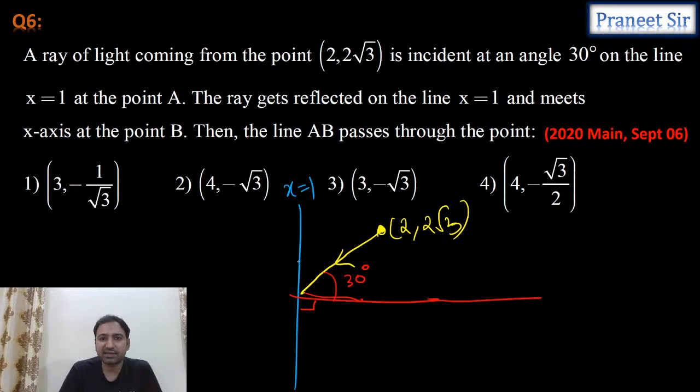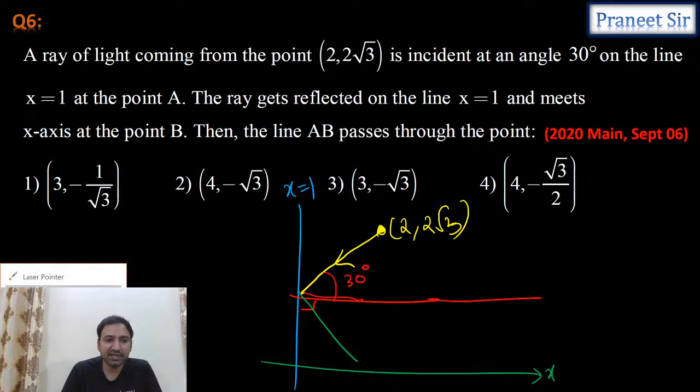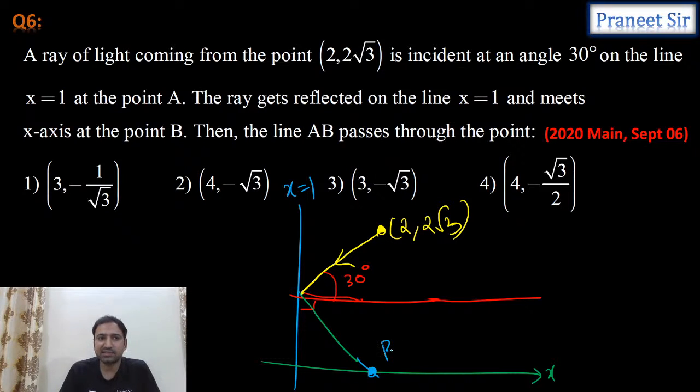The ray gets reflected on the line x equals 1 and meets the x-axis. So let's assume somewhere here the x-axis is there. It is meeting the x-axis at a particular point B. Let's take this point as B, and this point you take as A.